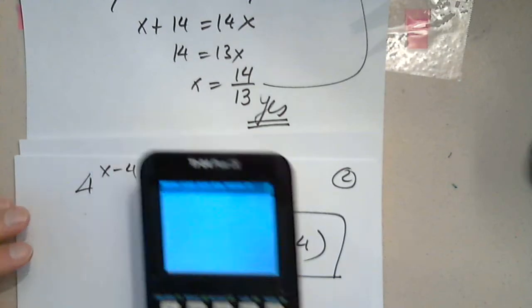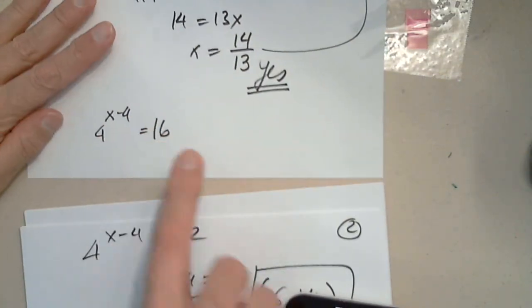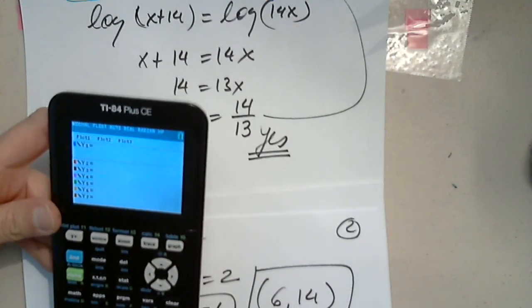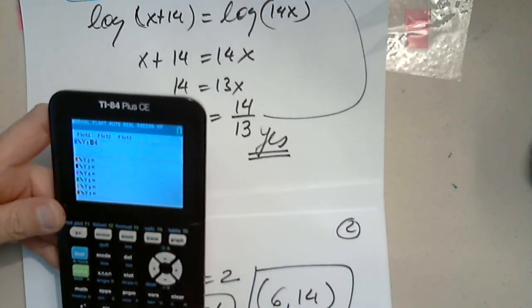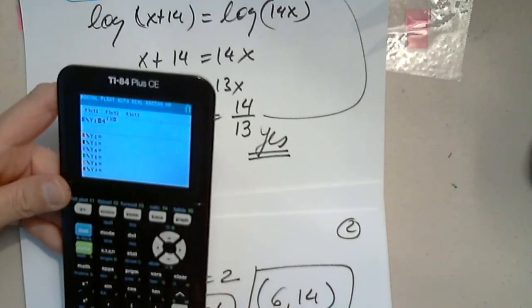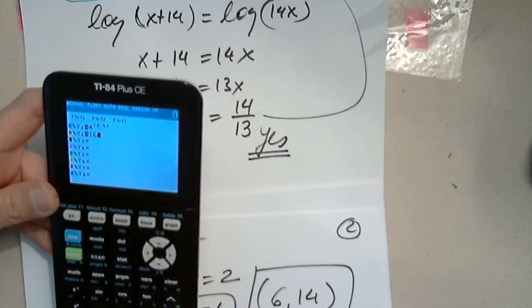So I will create two functions. This is one function and this is the other. So in y equals, clear if you have anything in there. Put 4, power with a caret, in parentheses, please, x minus 4. And the second one is 16.